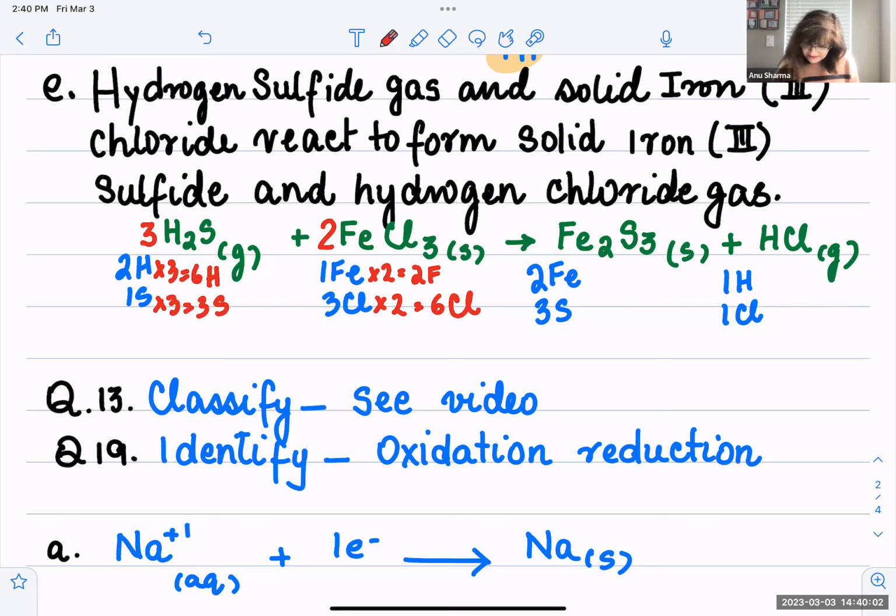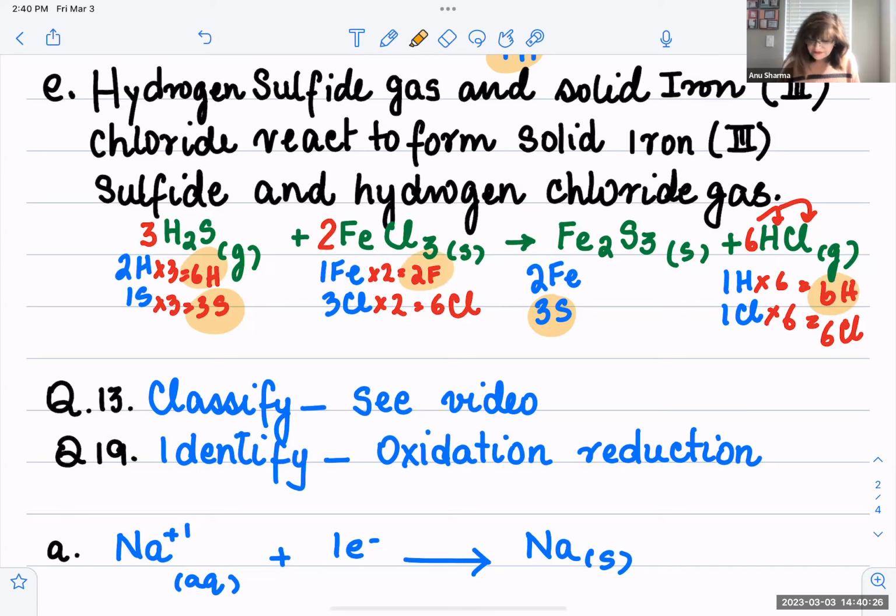So sulfurs are balanced. Now hydrogens, 6 hydrogens, 6 means 6 applies to hydrogen and chlorine. So 1 times 6 of hydrogen and chlorine each gives you 6 hydrogen and 6 chlorines. Okay, so let's see now what is balanced. So we have 3 sulfurs here and we have 3 sulfurs here. We have 6 hydrogens here, 6 hydrogens here.